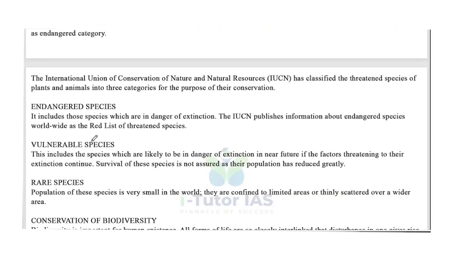Now, the International Union for Conservation of Nature and Natural Resources, that is IUCN, has classified the threatened species of plants and animals into 3 categories for the purpose of their conservation. First one, the endangered species.